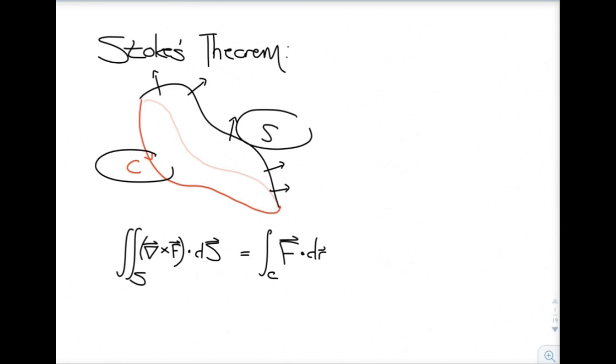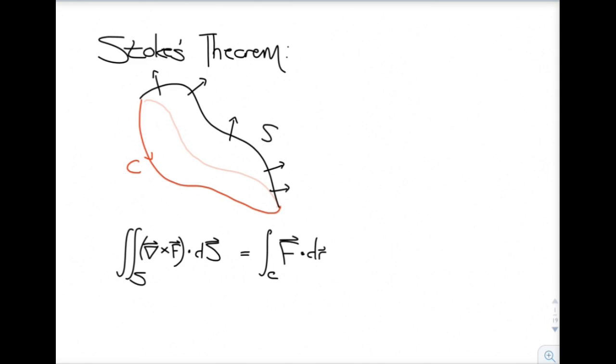And what is required of these two orientations, the orientation of S and the orientation of C, is that they are compatible in the right-hand rule sense. And what I mean by that is, as one would curl their fingers around the direction of travel around C, that would be in the counterclockwise direction, your thumb should point in the direction of the orientation of S. So you can imagine if you curl your fingers in this direction going around C, your thumb will point in the upward direction, which I have indicated here, which is the direction of the orientation of S. So we say that these two orientations are compatible.